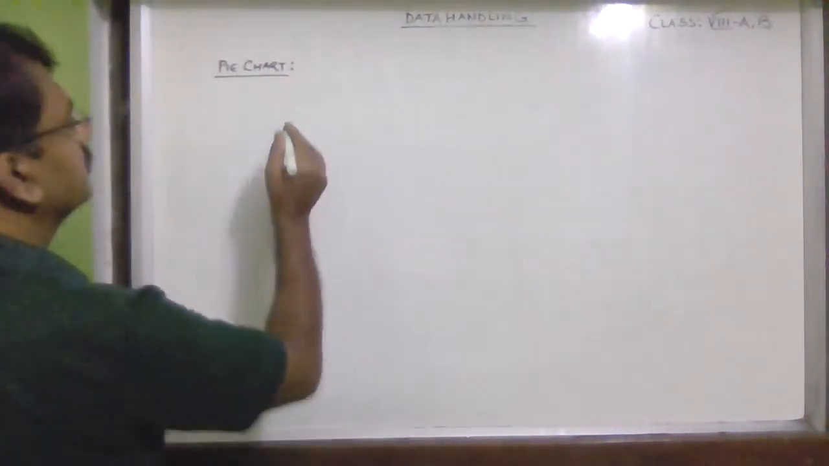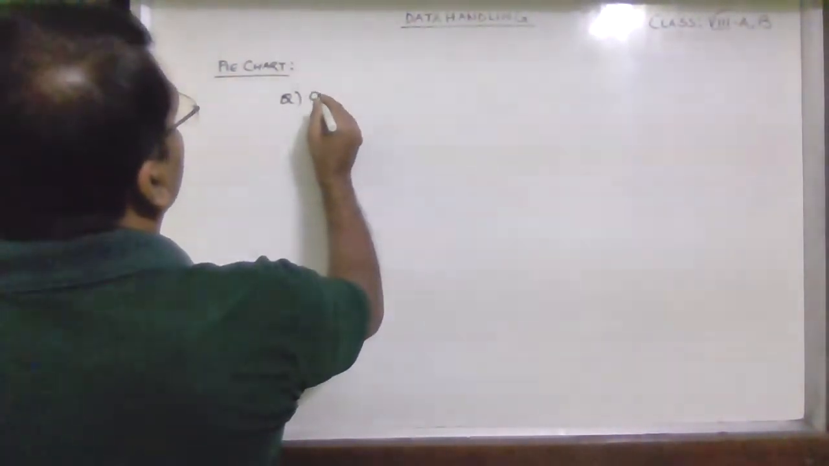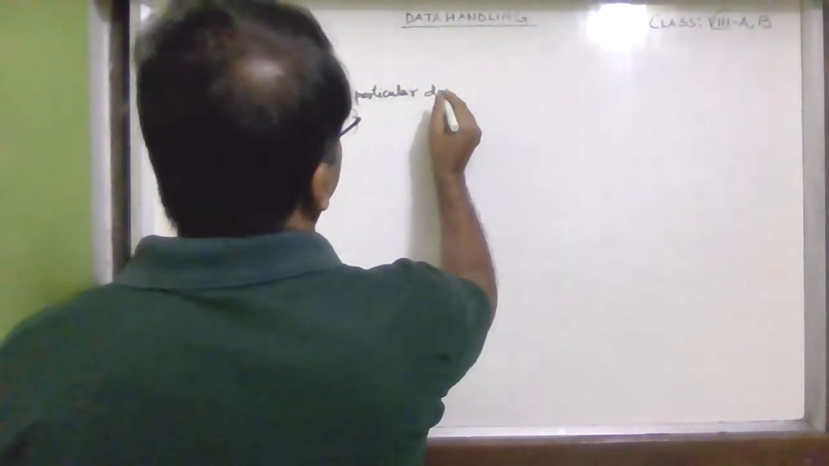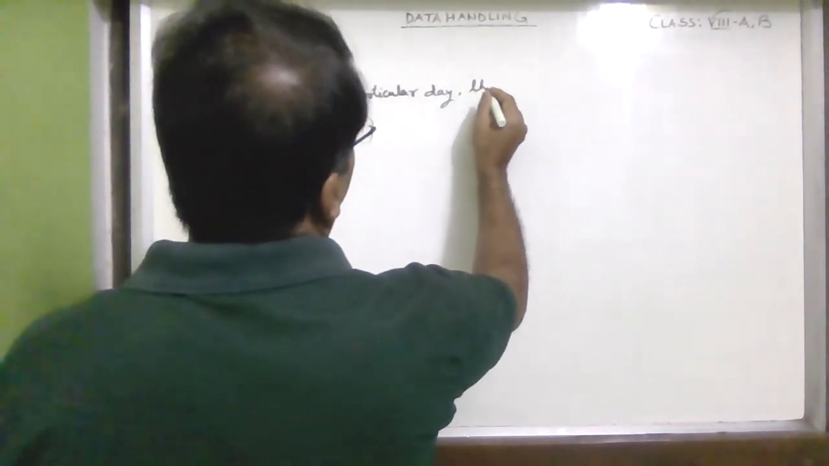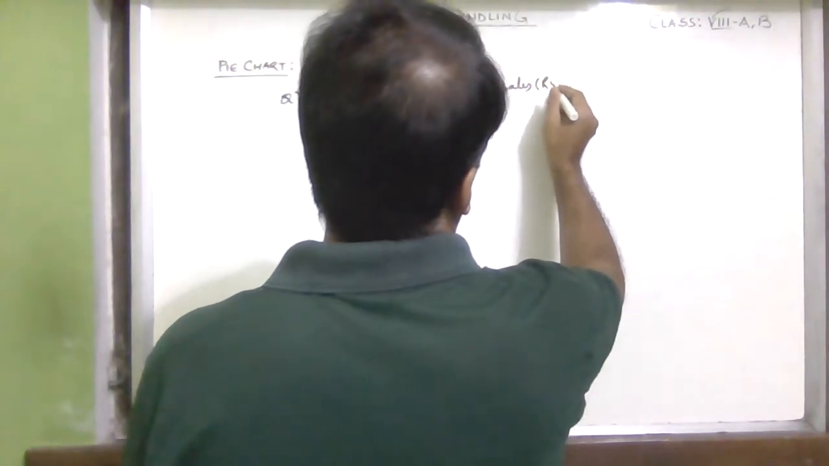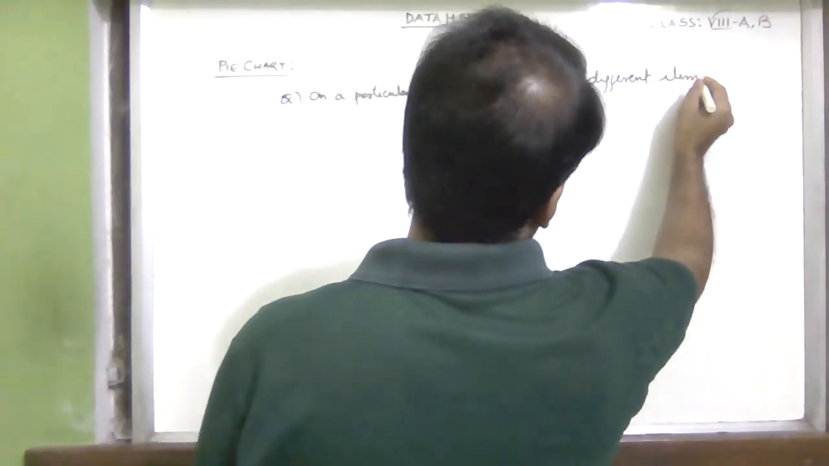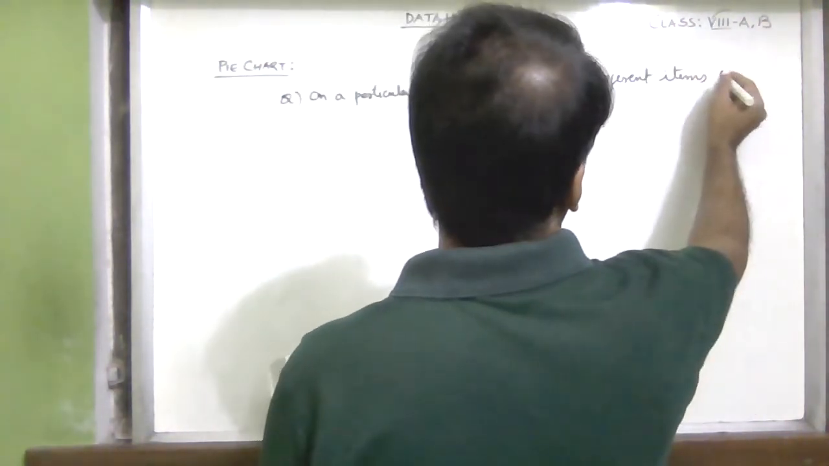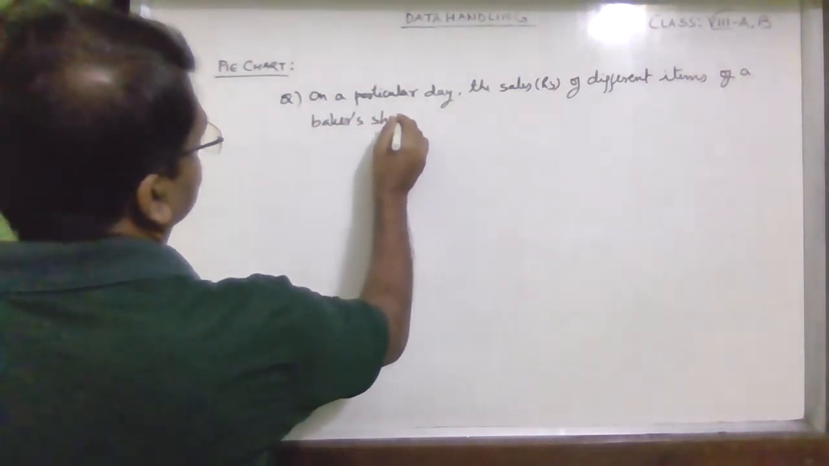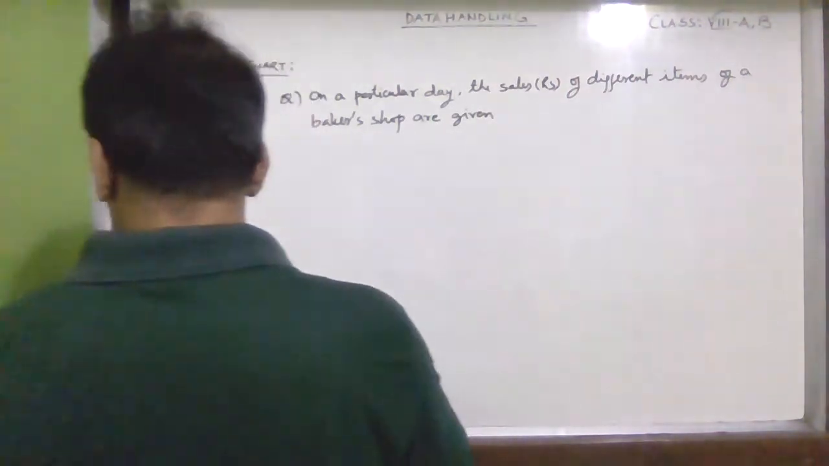The question is, on a particular day, the sales in rupees of different items of a baker's shop are given below.